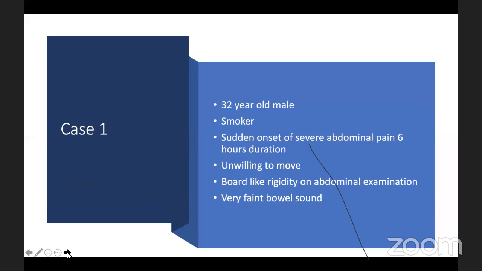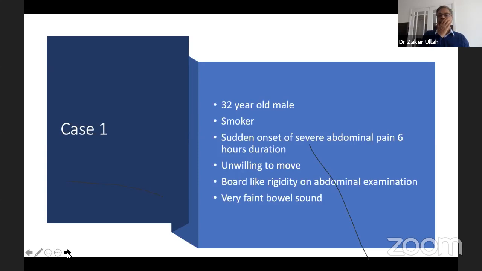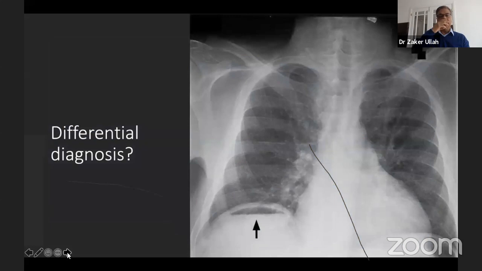Maybe bowel perforation of gas-containing hollow viscus. Absolutely brilliant. That's the way. From the history, normally 90% of the cases you'll be able to understand what's going on. Okay, so I'll show you a picture of this guy's chest X-ray. What can you see here?